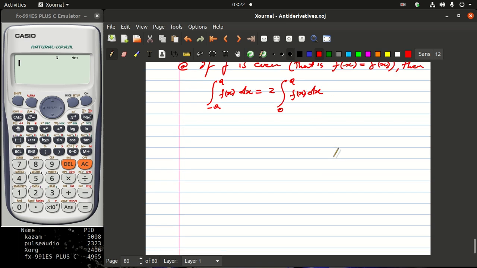Why is that so? It's because of an even function. I'm going to make a simple example here. This is a bad example. Well, so this is a very bad example.